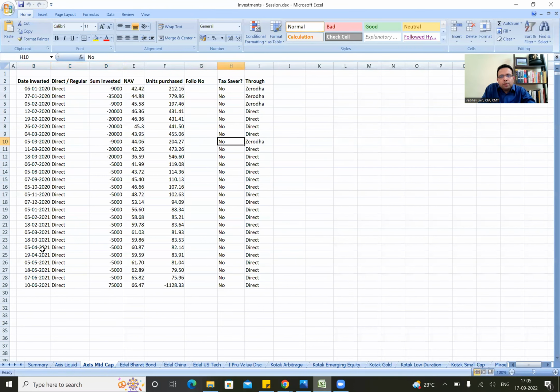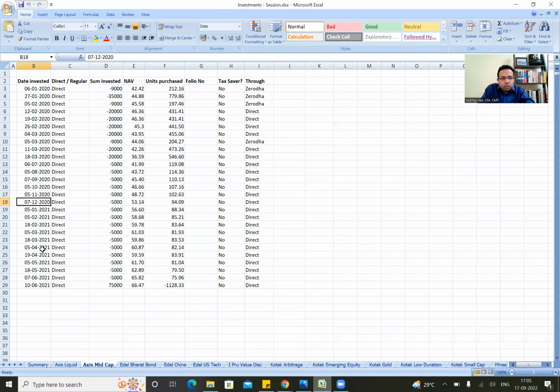If you see this, there are two ways where I'm investing, either through Zerodha Coin or through direct, and the folio numbers will also differ depending upon whether I'm investing from Zerodha or a direct fund. And now all these values are, you see, 20,000, 20,000, and then the SIP got stopped. And from 6th July onwards, I again started doing an SIP of 5,000, for example.